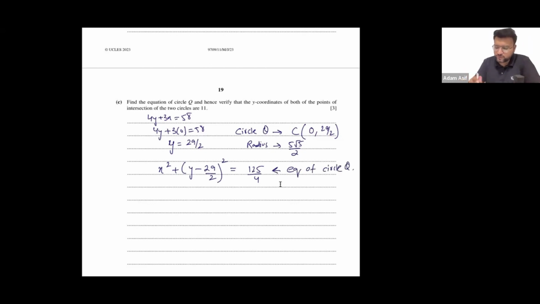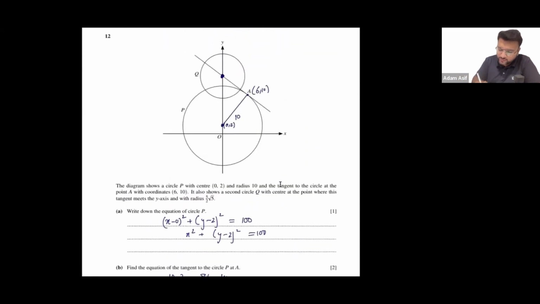Now we need to verify that the y coordinates of both of the points of intersection of the two circles are 11. मुझे ये वेरीफाई करना है कि y कोऑर्डिनेट दोनों सर्कल का 11 है. सही है, अब वेरीफाई करने के लिए आपके पास क्योंकि दोनों इक्वेशंस आ चुकी हैं, आप दोनों इक्वेशंस में हाँ, अगर मुझे x कोऑर्डिनेट पता होता, ठीक है, अगर मुझे x कोऑर्डिनेट पता होगा तो मैं फिगर आउट कर सकता हूँ. ठीक है, तो अब उसका तरीका क्या है करने का.